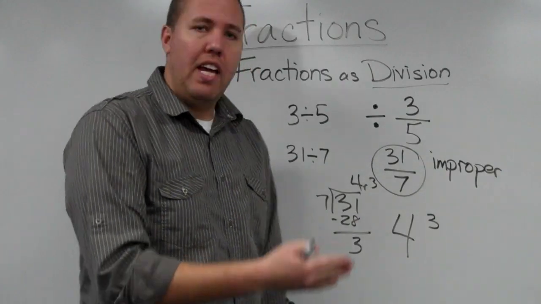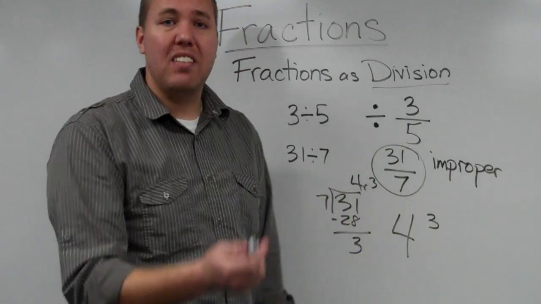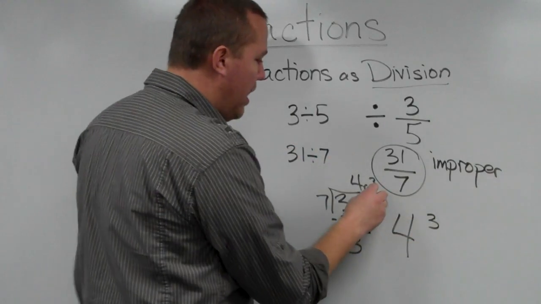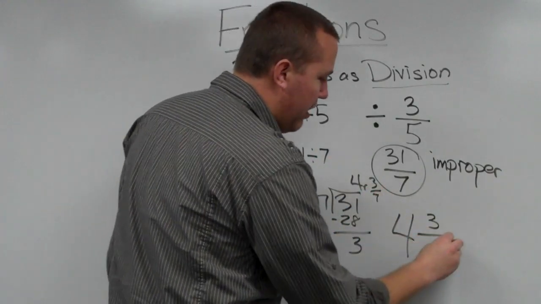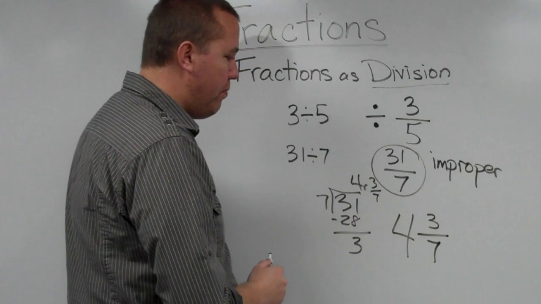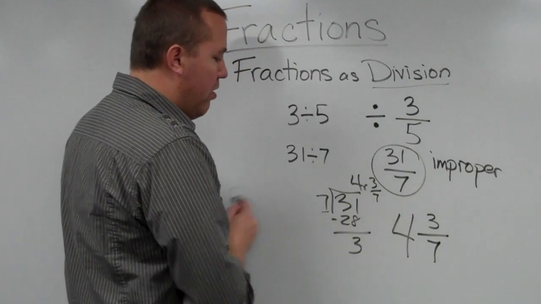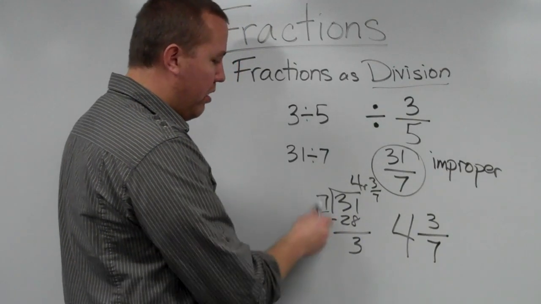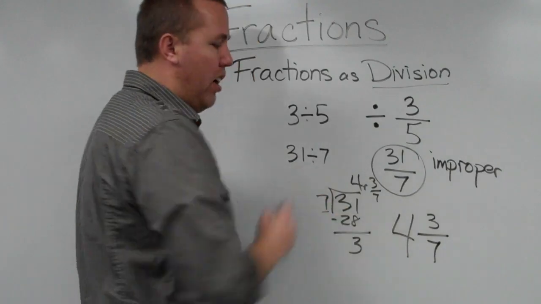What are we dividing it by? How many students are getting those Tootsie Rolls? 7. So we are still dividing that remainder by 7. Right there, our divisor is still dividing our remainder.